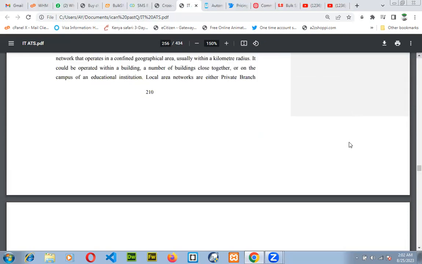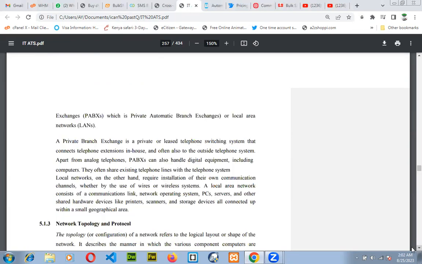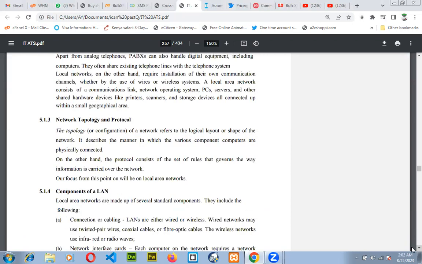Local area networks are either, sorry about that, private branch exchange, which is a private automatic branch exchange, or a local area network, a LAN. Let's continue. Let's talk about network topology.